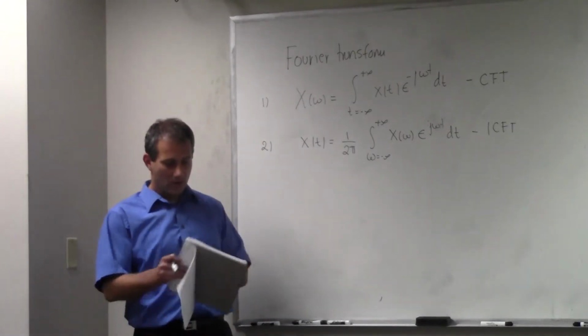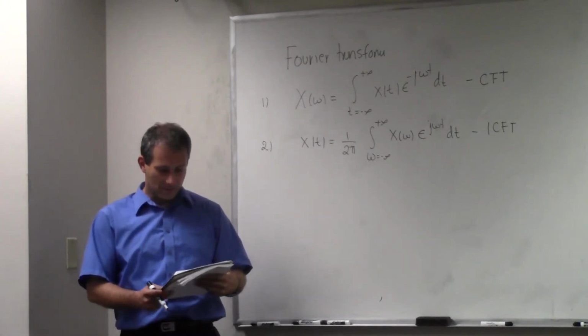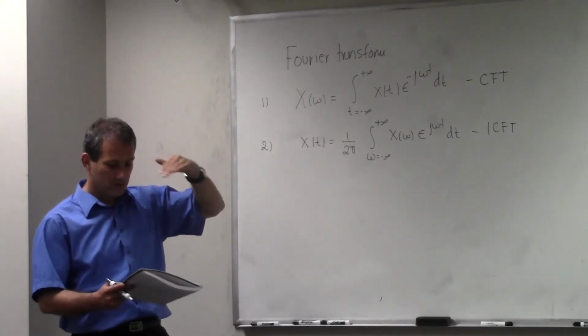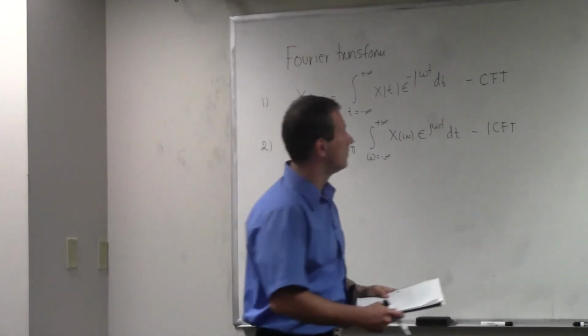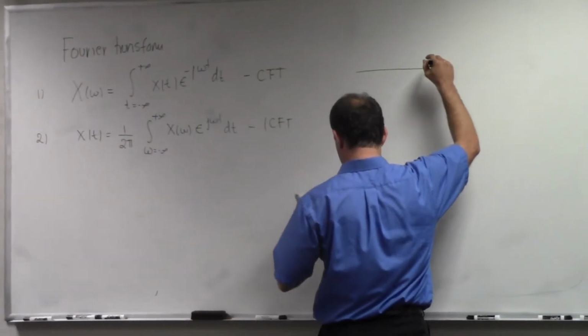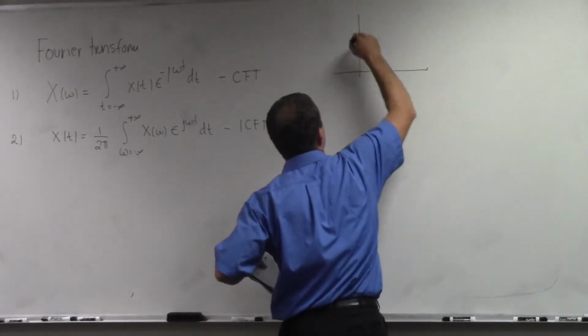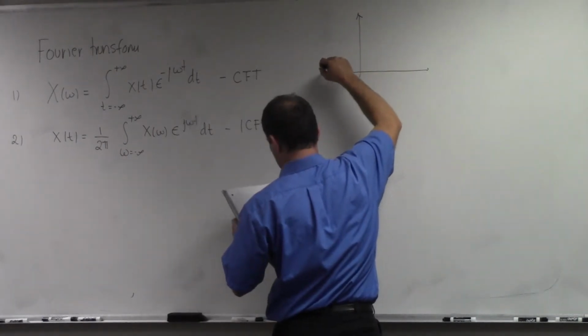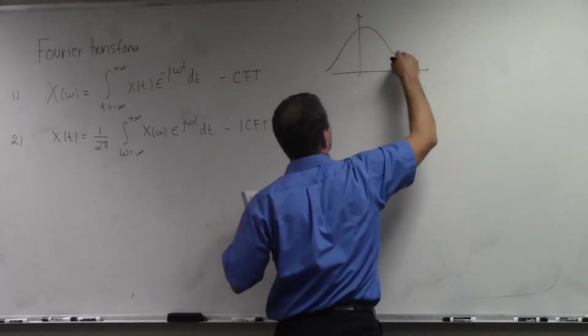So before I go and do some math, let me actually draw some pictures that illustrate the process that we're going to be following. So here is where we start. We start with our signal in the time domain. Let's say this is our signal x of t.